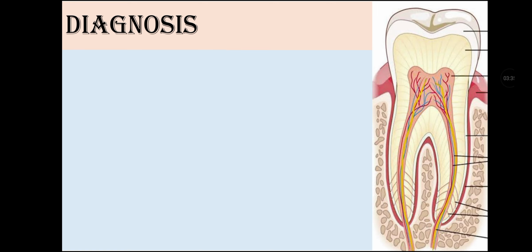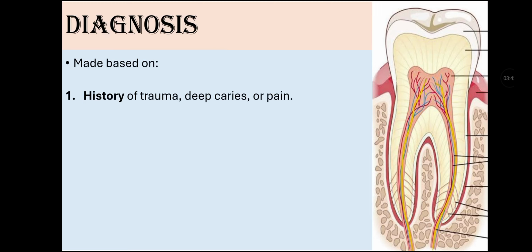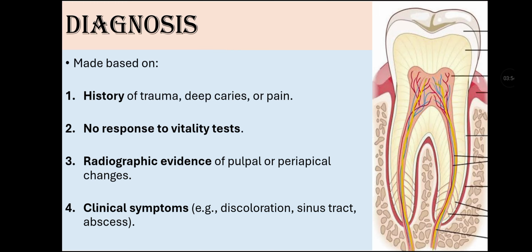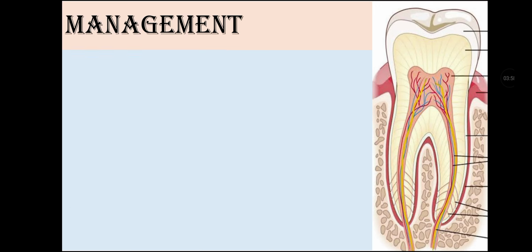Now let's talk about diagnosis of chronic pulp necrosis. It is based on history of trauma, deep caries or pain. Second, we do vitality test that has no response in case of pulp necrosis. Third, we look for radiographic evidence of pulpal or periapical change, and clinical symptoms are also there that include discoloration, sinus tract, and abscess may be there.